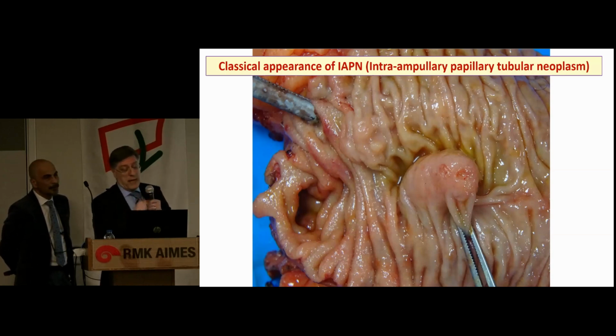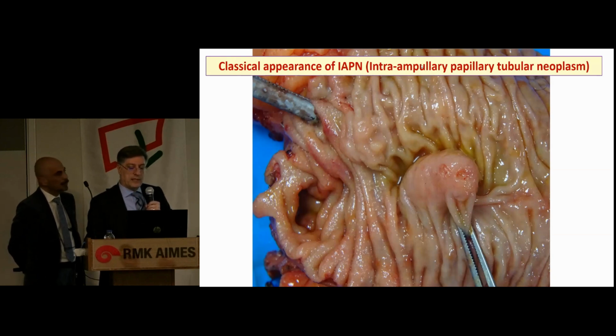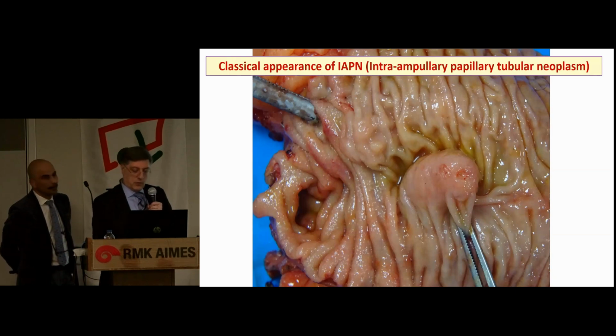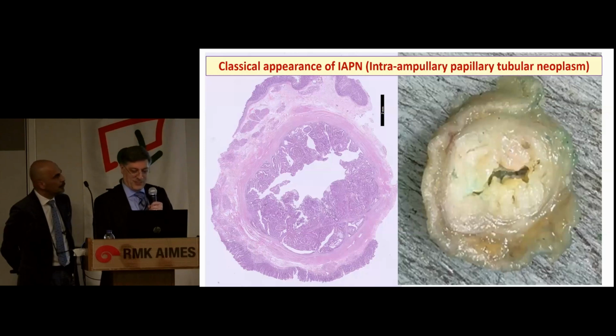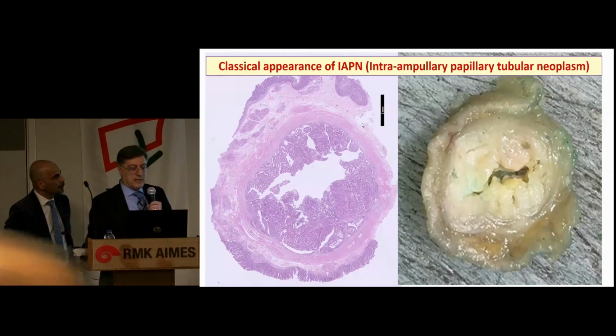So for the term ampullary adenoma, what we want is the adenomatous lesion, just like in colon, to be on the surface of the ampulla, on the duodenal surface. When it is entirely growing within the ampullary channel, we call it intra-ampullary papillary tubular neoplasm. Just finished the chapter for WHO for this, and this is how it's going to be called, unless the editors change it in the last minute, which they do. So this is intra-ampullary papillary tubular neoplasm cut section.